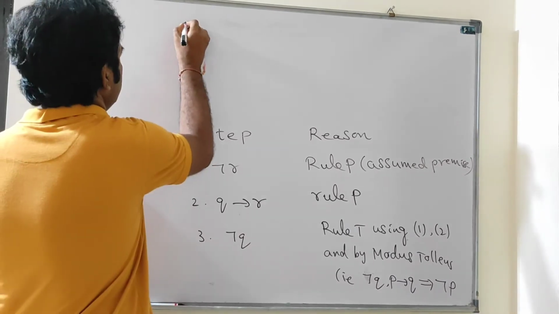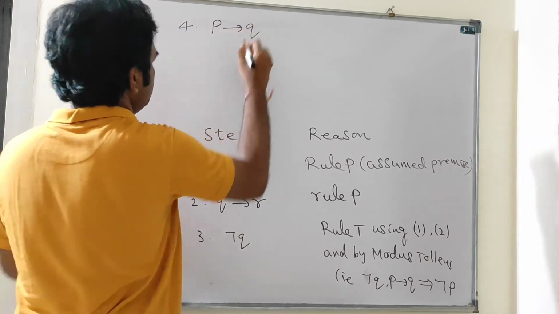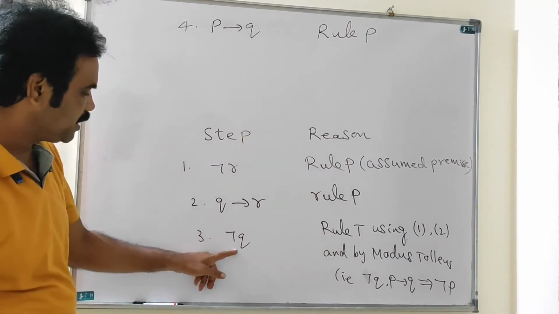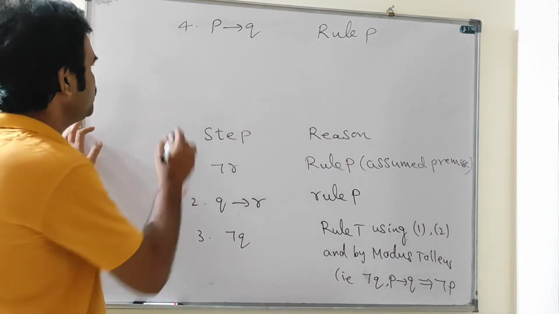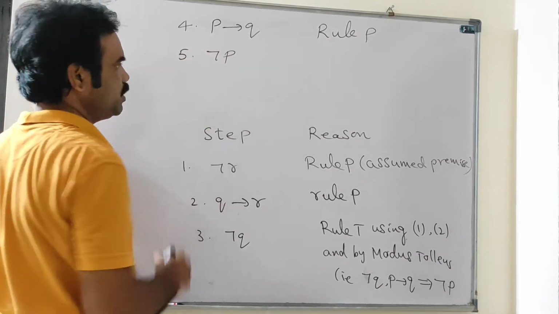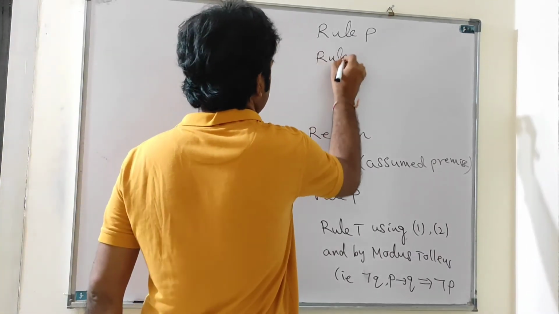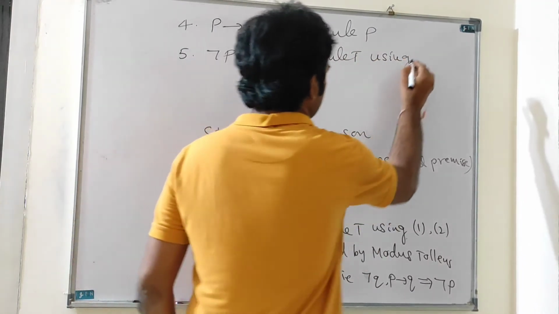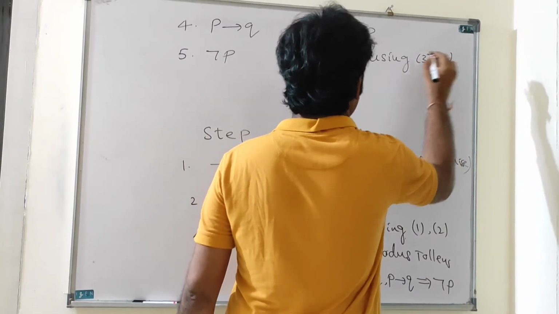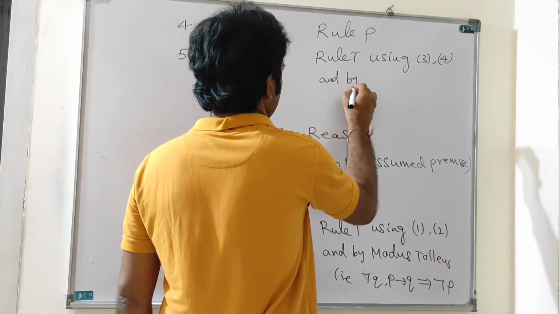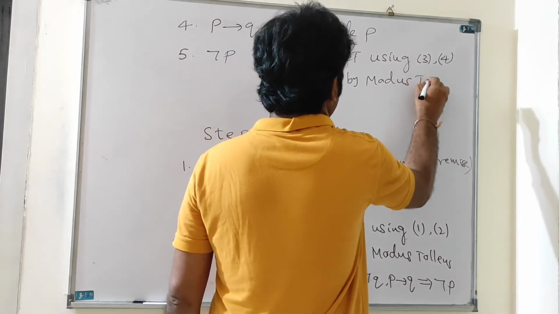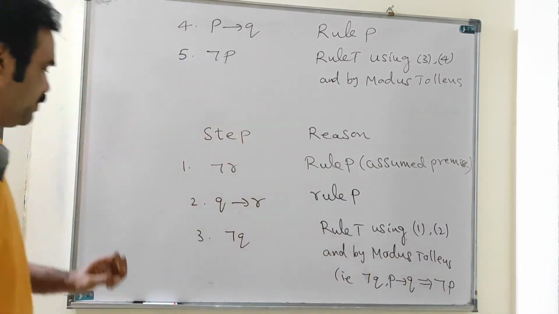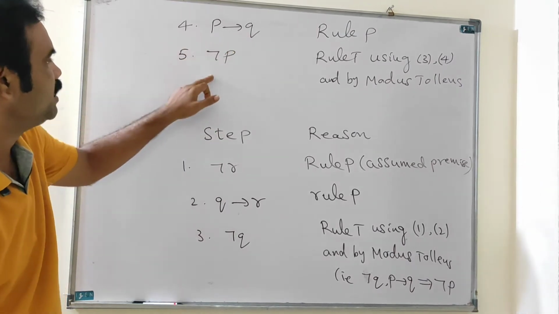Okay. Next step, P implies Q. This is in the given premises. That's why rule P. And see the third step, negation Q. The fourth step is P implies Q. From this we get negation P, again by modus tollens. Rule T, using 3 and 4 and by modus tollens. Modus tollens means negation Q, P implies Q, imply negation P.